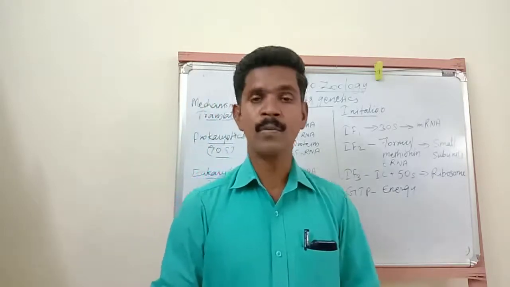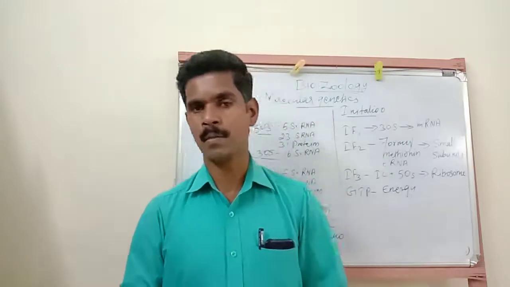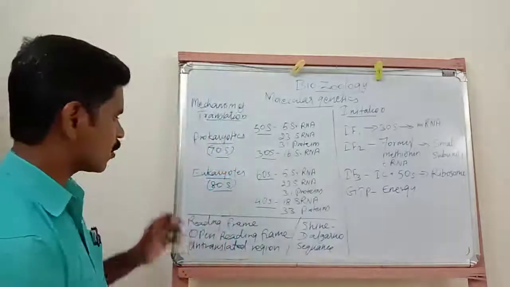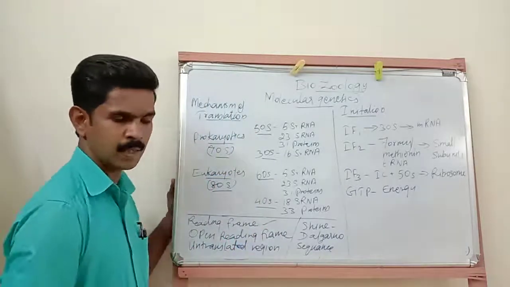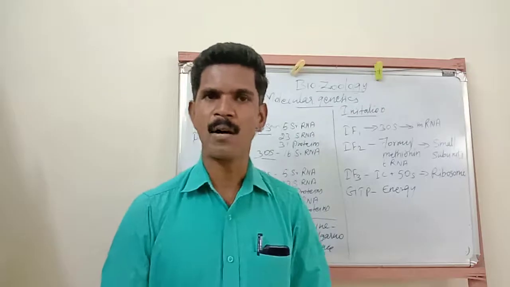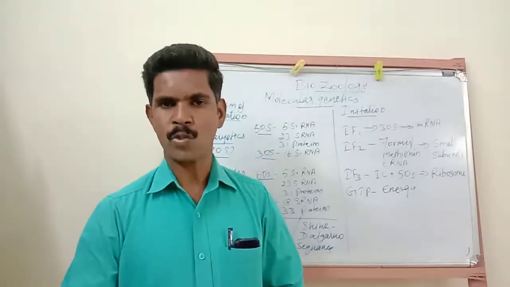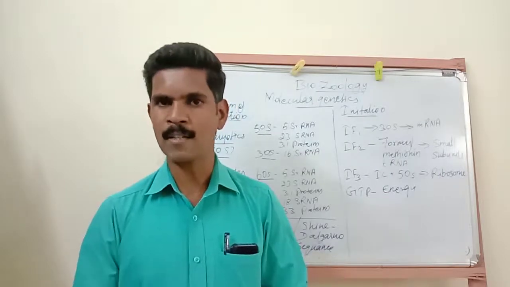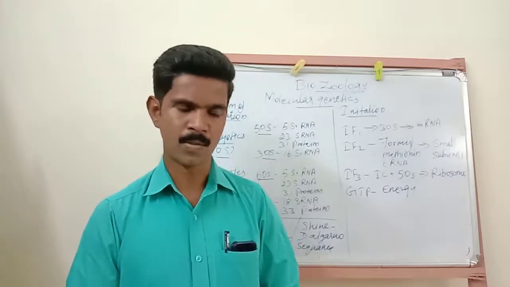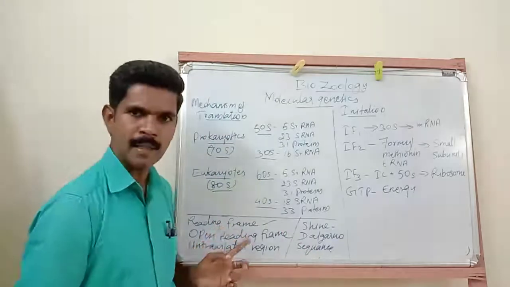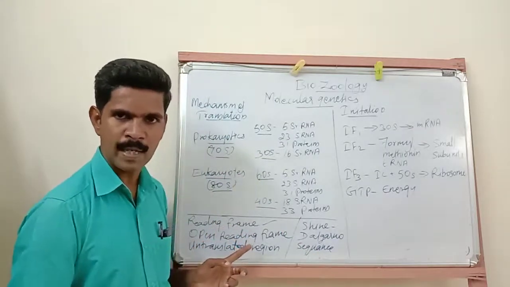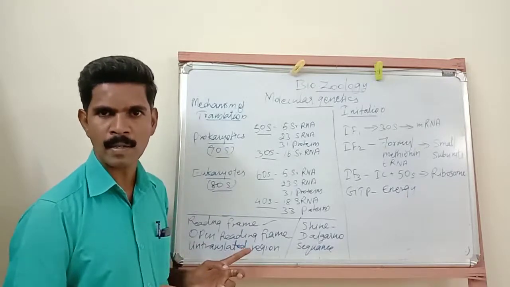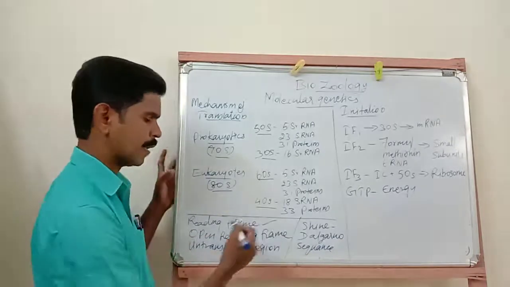Now we are going to study some important 2-mark questions. Listen very carefully. The first question is the reading frame. A reading frame means an alternate way to divide a base sequence of DNA or RNA into codons. So a reading frame is an alternative way to divide a base sequence of a DNA or RNA into codons.